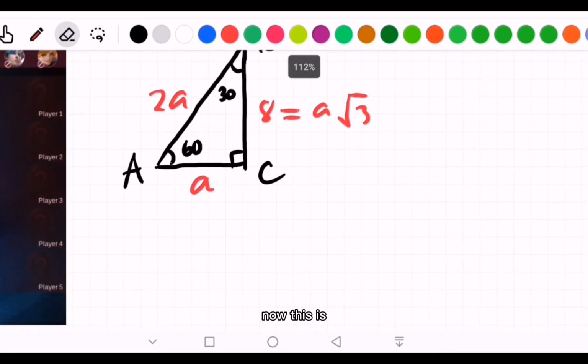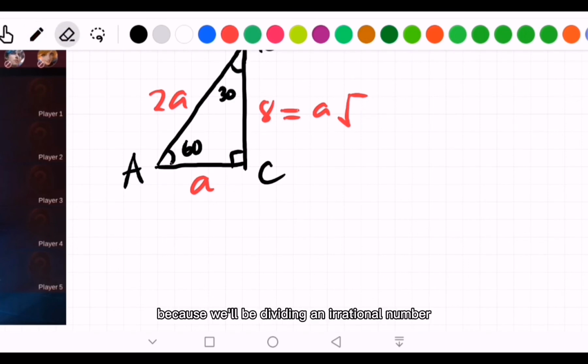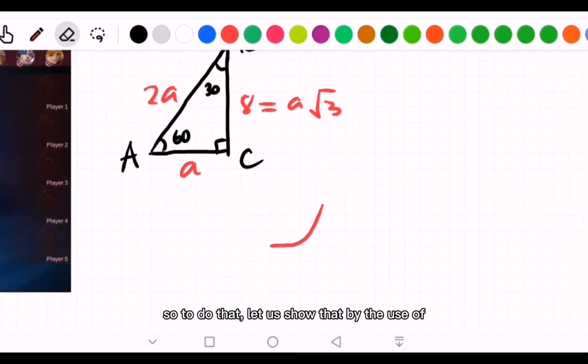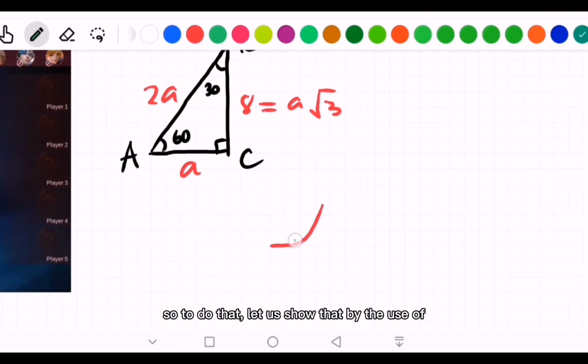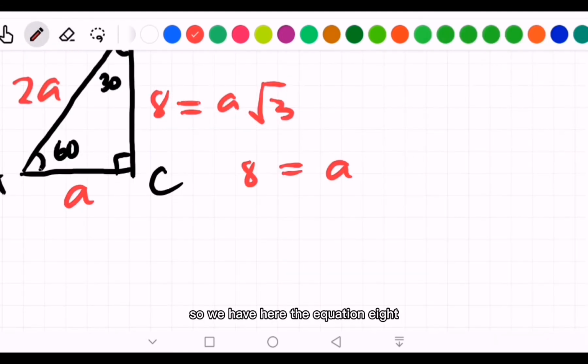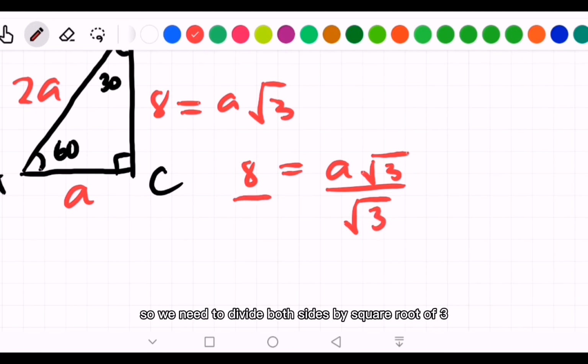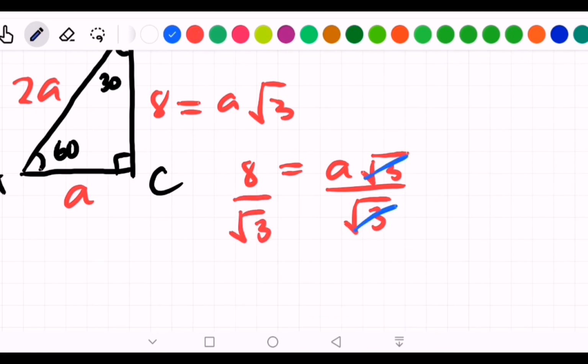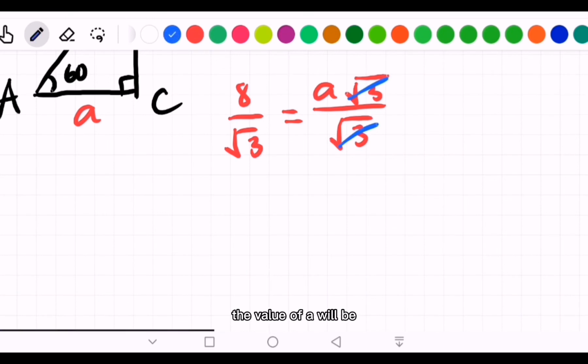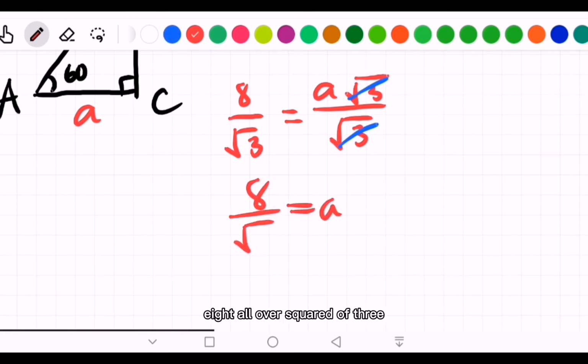Now, this is more challenging because we'll be dividing by an irrational number. So to do that, let us show it by the use of a solution. We have here the equation 8 is equal to A square root of 3. And we want to isolate A so that we'll be able to identify the value of that. So we need to divide both sides by square root of 3. So this will cancel out. And then the value of A will be 8 all over square root of 3.